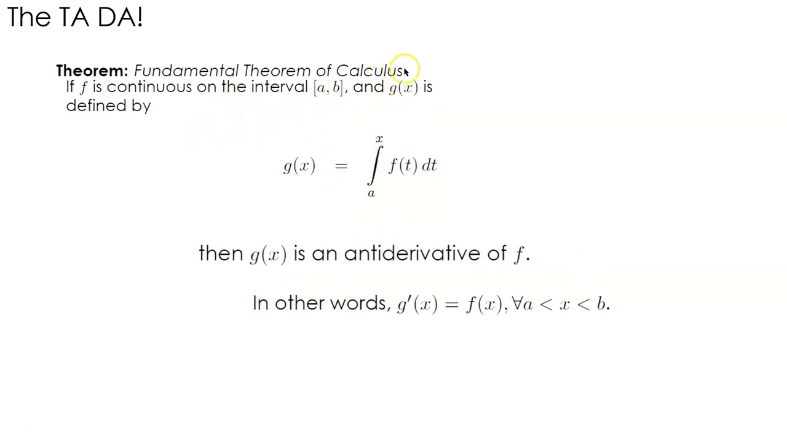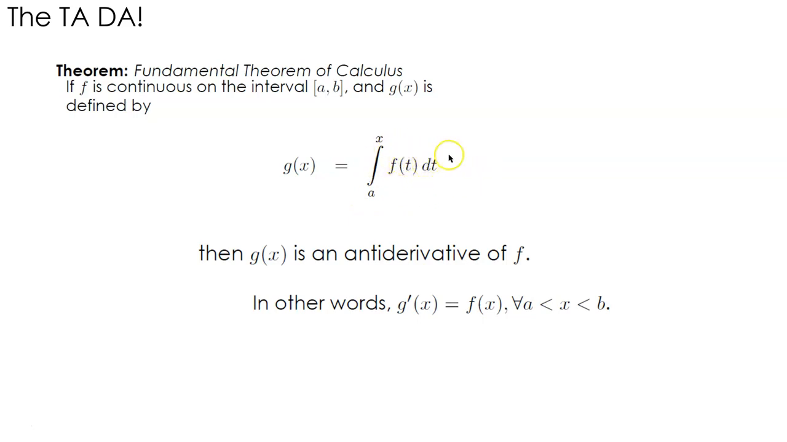So the theorem is, I'm not going to read all this. Yes, I am. The fundamental theorem of calculus says that if f is continuous on an interval and g of x is defined as the integral from a to x of f of t, then g of x is an antiderivative of f. In other words, g prime is equal to f of x for all x between a and b. Now notice, all I care about a, really, is that it's a number where f of t is defined.